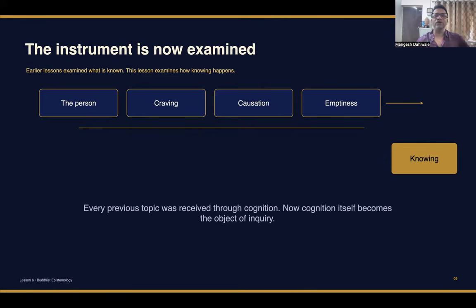So every previous topic was received through cognition. Now cognition itself becomes the object of inquiry. So far we were looking at the cognition, but now the cognition itself is becoming the object of inquiry. And I think this is very interesting to bear in mind, that now we are examining how we perceive something, how we know something. So now we are examining the instrument itself, as to how we know the person, how we know the craving, how we know the causation, how we know the emptiness. So we are going to examine the very process of knowing. Whatever we understood through the last 5 lectures, it was through our cognition. But now cognition itself becomes the object of inquiry.